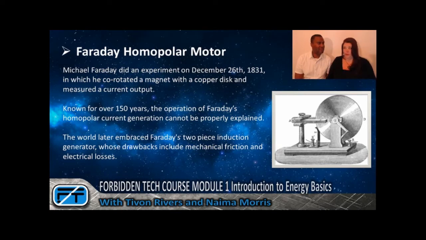It's called the homopolar motor. Yes, that's right. Michael Faraday did an experiment on December 26, 1831, where he co-rotated a magnet in a copper disc, and he measured the current output. This is a very simple experiment as far as the parts needed to replicate it. You have a disc that's a magnet, and then you have two discs that are copper. And they're fitted together, and you have some sliding contacts on the outside. But the experiment is that you spun the whole thing together. So they're all moving relative to each other at the same speed. And you still detect a current. And we have an actual picture of it here, or this is a drawing of it.